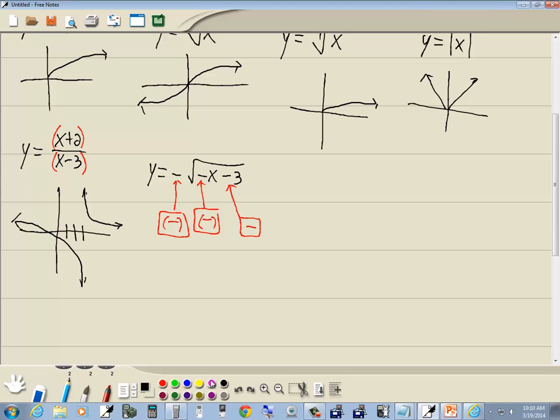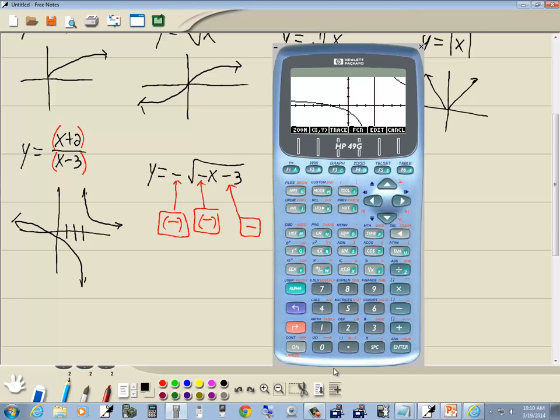Now some calculators do not matter on this, and I think the 49G doesn't matter which dash you put where. It knows which one to use. And we'll play with that a little bit.